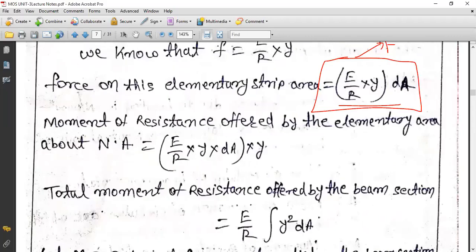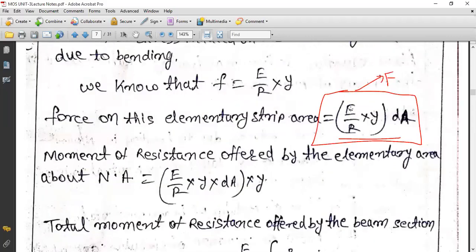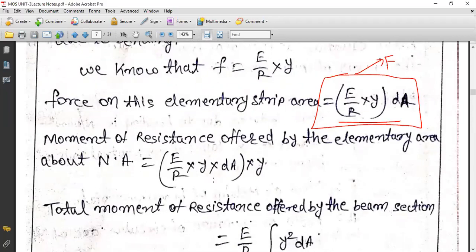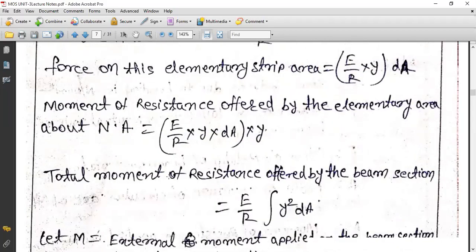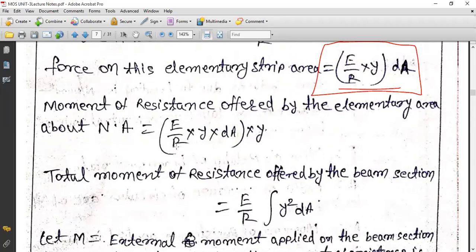So what is the value of F? You have to see this, E upon R into Y into dA. E upon R into Y into dA into Y. So what is the total moment of resistance? What becomes here? E upon R into Y square dA. So total moment of resistance offered by the beam section.